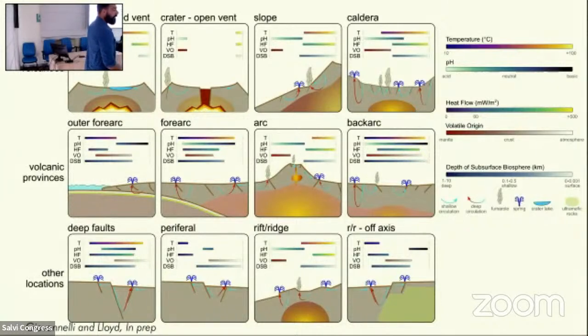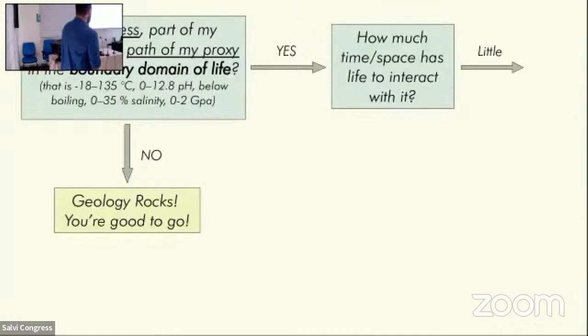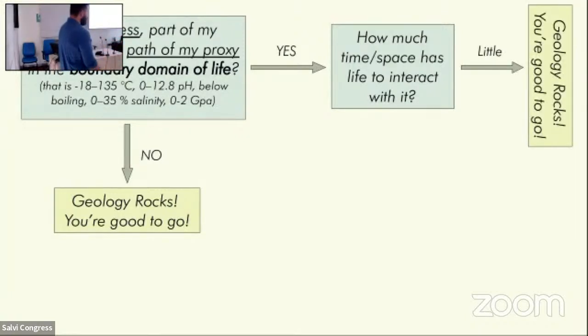We did this exercise for a number of settings to help people classify and think about how deep the subsurface is. We need to finish this paper and submit it soon. So how much time and space has life to interact with it? Little. Things are very shallow. Things are too hot. Things are too fast. Things are coming up very fast in natural systems. Things are bubbling very fast, very up. And there are geochemical ways you can understand all that. Again, geology rocks. You're good to go. No worries.